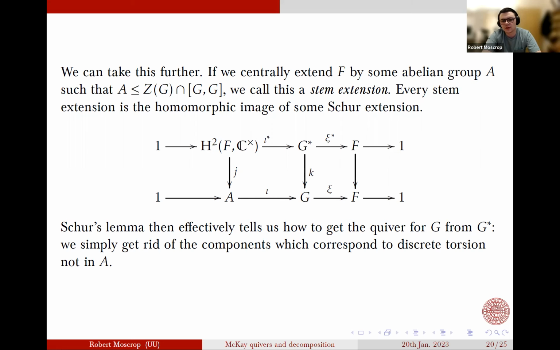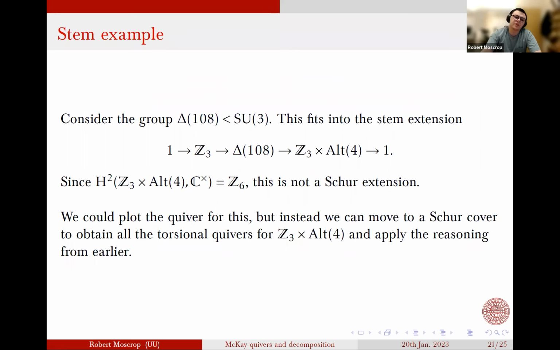So maybe I can just show you an example. There are these groups in the classification of the finite subgroups of SU3 called the delta groups. Now they're quite intricate, and there's this one that has 108 elements, delta 108, and about 20 conjugacy classes. So it's quite an unwieldy group. But I could trivialize part of it and fit it into a stem extension. This stem extension just has a Z3 trivialized, and then the effective part is Z3 times alt 4.